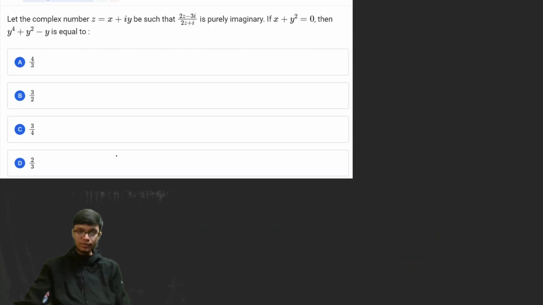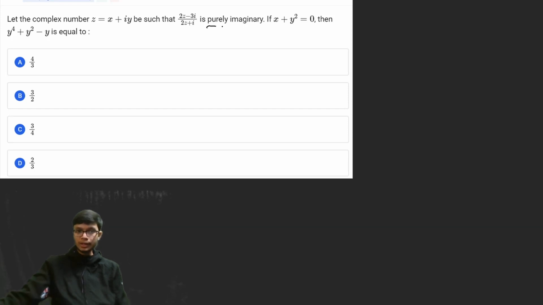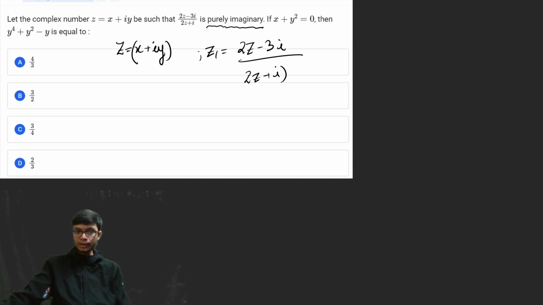The next problem is again based on similar concepts, and is about the purely imaginary case. Like the previous problem, which asked for the purely real case, this problem calls for the purely imaginary case. Now let us understand how to solve this particular problem. It is said that there is a complex number z equal to x plus iota y, and the complex number z1, 2 times (z minus 3 iota) divided by 2 times (z plus iota), is purely imaginary.